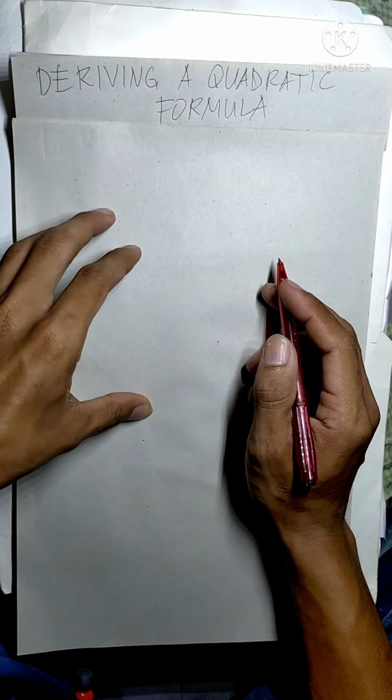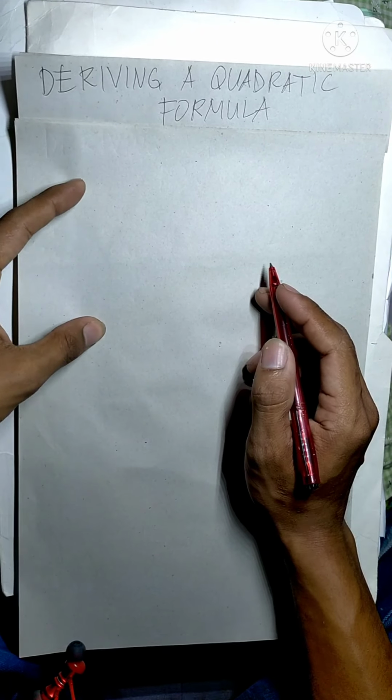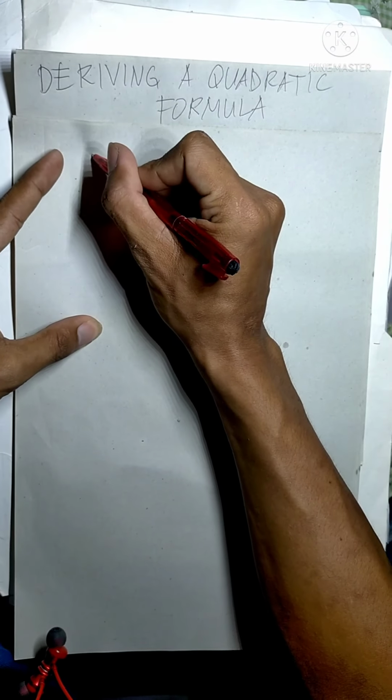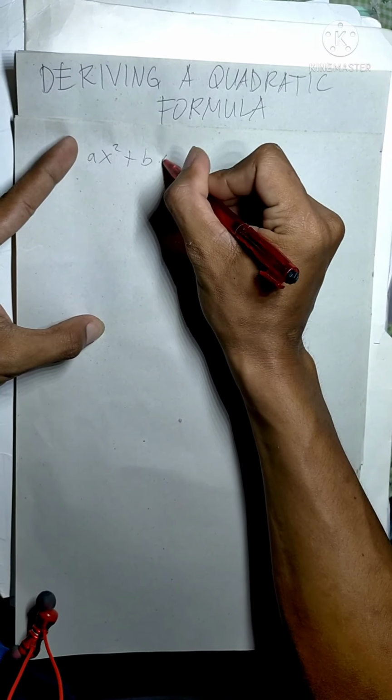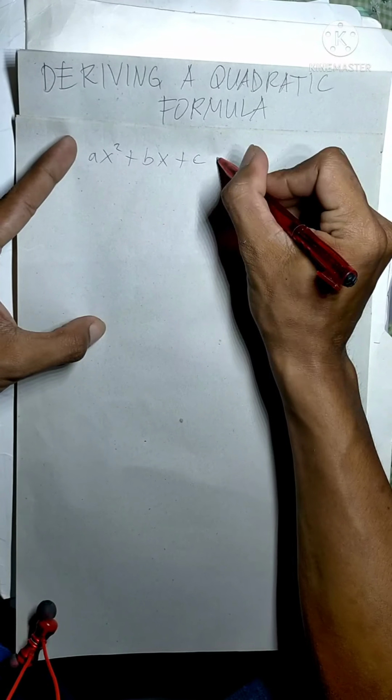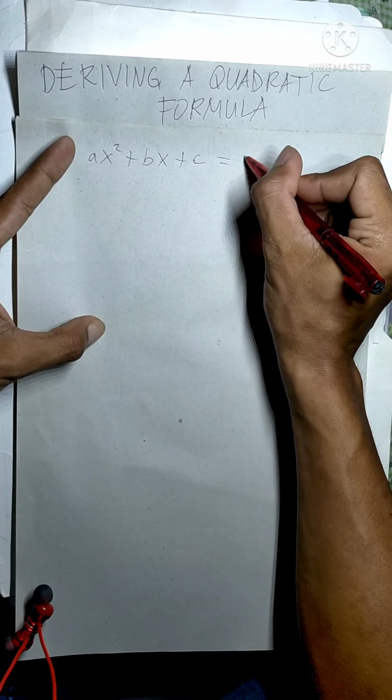So usually the variable we use is x, so we also use the variable x now. The first thing we have to do is to have a standard form of a quadratic equation. So we have ax squared plus bx plus c equals 0. This is the standard form of a quadratic equation.